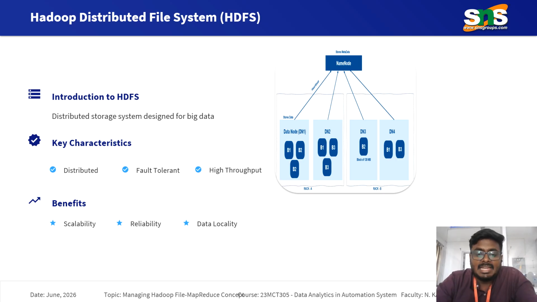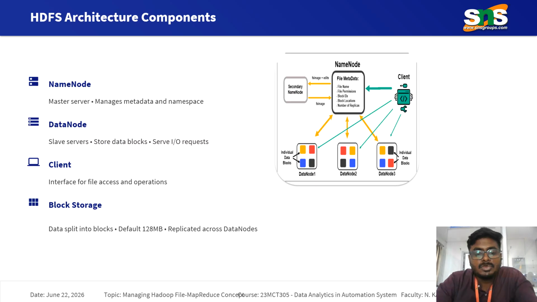Three characteristics define HDFS. It is distributed, data is spread across many nodes. It is fault tolerant, if a node fails, data is not lost. And it provides high throughput. It's optimized for reading large data sets in batch. The key benefits are scalability, reliability, and something called data locality, which means processing happens close to where data lives, saving network bandwidth. The HDFS architecture components we have discussed in the previous class.